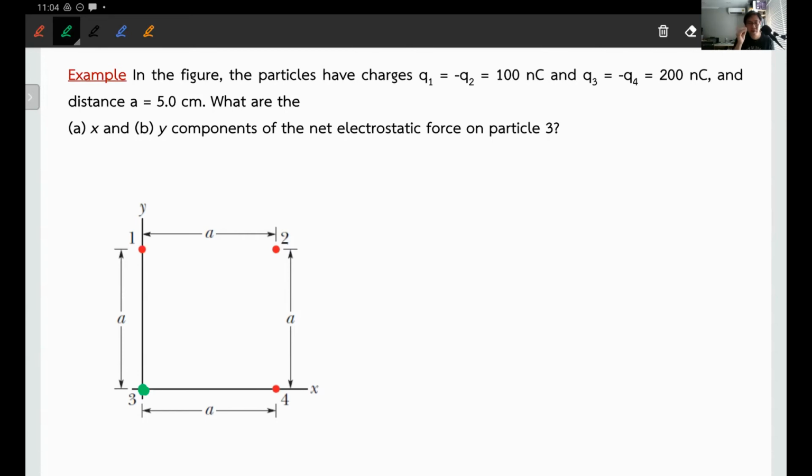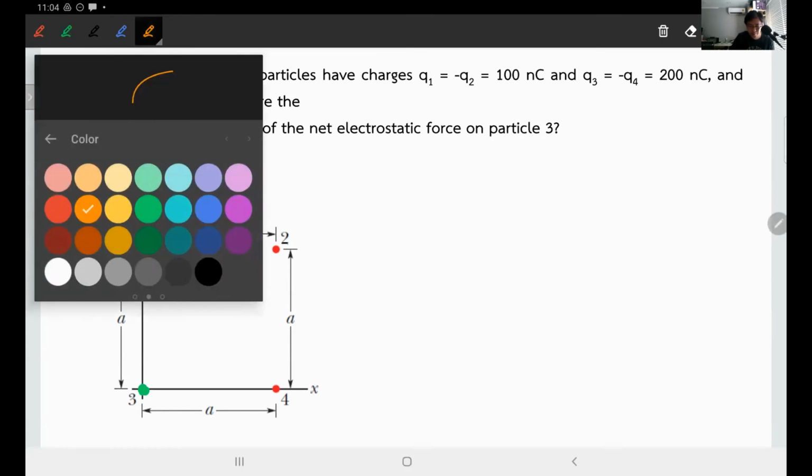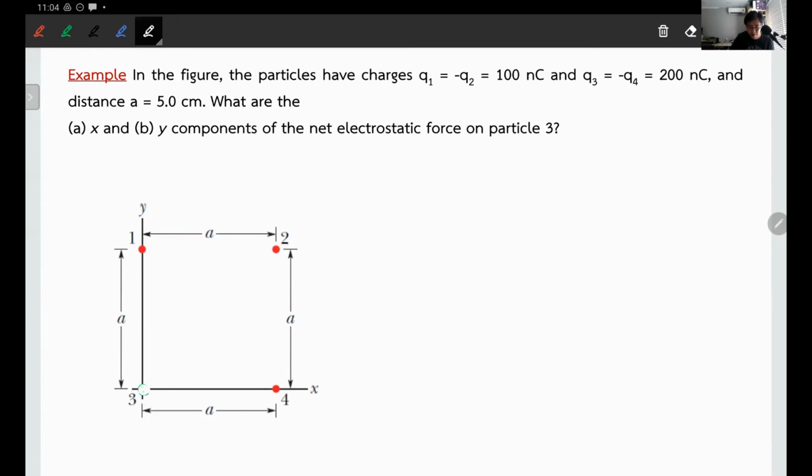So when I try to attack this problem, even though they're asking about the force on particle number 3, I am going to calculate the field at particle number 3 first. In my approach, I'm going to forget that there is any particle at point 3 at all, and just get the electric field due to charges number 1, number 2, and number 4, generated at the position of charge number 3.